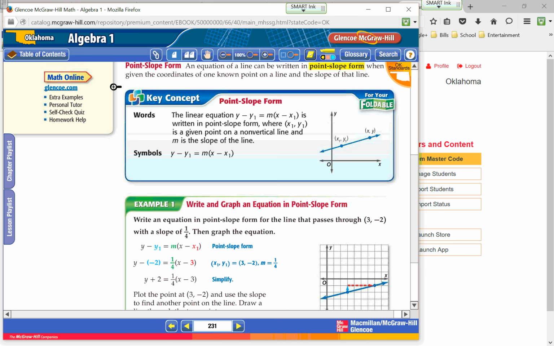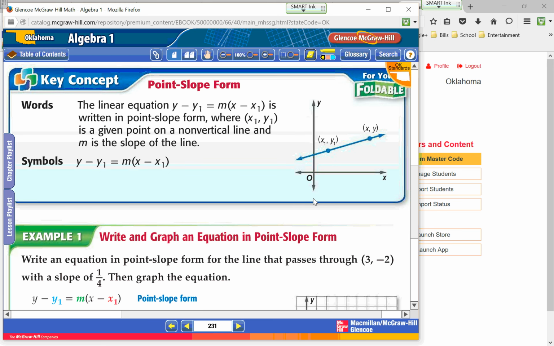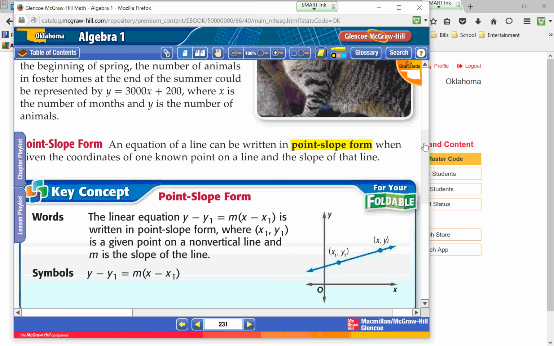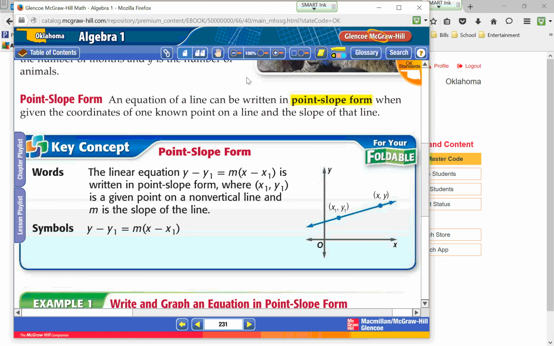Make sure that you label the parts, guys. What are the parts that you need to know? X of 1 and Y of 1. There's a really good sentence right above it that you can use.